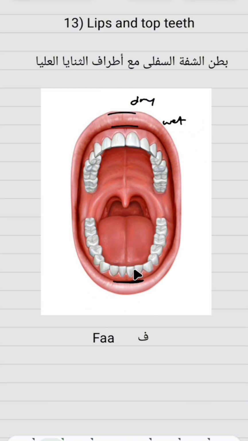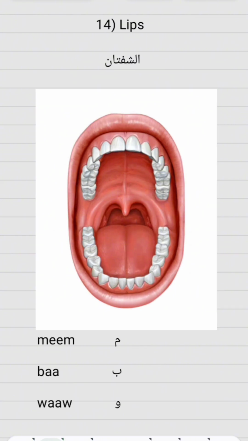And what's going to happen is that the wet portion of the bottom lip is going to touch أطراف الثنايا العليا. أطراف means the tip of, and ثنايا عليا, like we said, are these two central incisors. So the tip of the central incisors are going to come down and make contact with the bottom lip at the wet portion. And when you do this, you're going to find yourself pronouncing the letter fa.